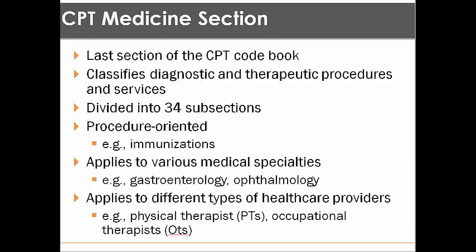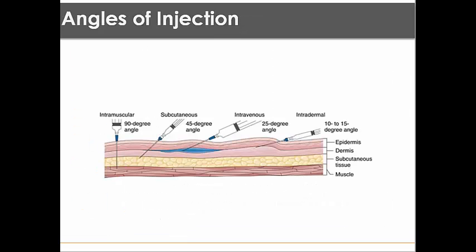Now keep in mind that there are numerous CPT guidelines within this section, just like we had with our cardiology section, that apply to specific subsections, subheadings, and categories. So again, you'll need to make sure you read these guidelines thoroughly before code assignment. Now, the angles of injection: this is just a picture of the different angles of an injection, and this picture is also in your textbook. It gives you the different angles for subcutaneous, intramuscular, intravenous, intradermal, and the depth that they can go with each of these angles.